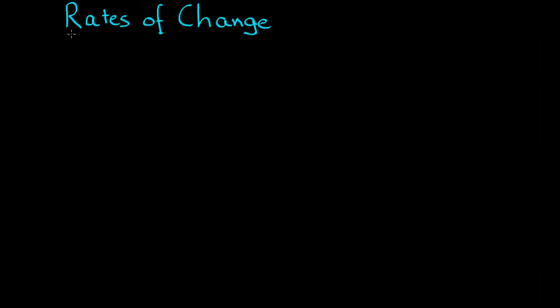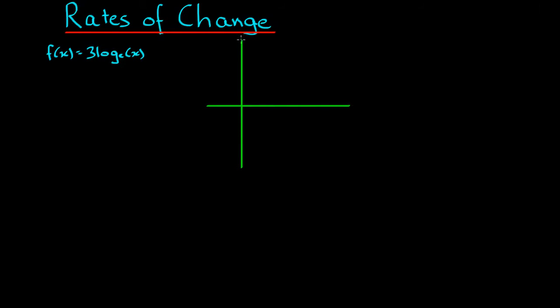So a rate of change, I think the best way to think about it is it's the gradient of a tangent or the gradient of a line that joins 2 points on a curve. To demonstrate how to find the rate of change of a particular curve, I've got an example. It's f of x is equal to 3 log e x. And I'm going to graph that just to the right so we can see how a rate of change works graphically.